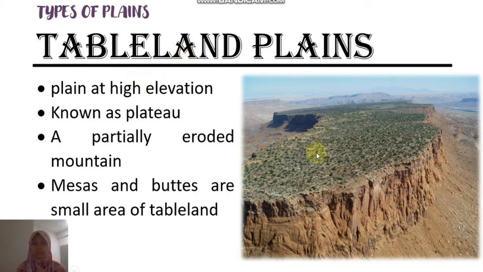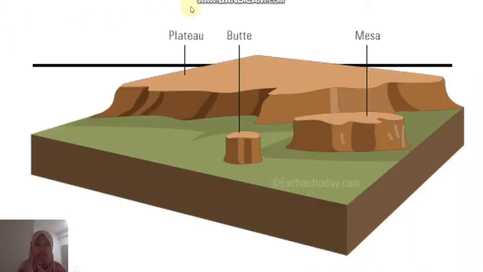The third type of plain is tableland plains. This is a plain at a high elevation, also known as a plateau. It looks like a mountain, but it has a flat peak. It's actually a partially eroded mountain. They also have other types of tableland, which are mesas and also buttes, which are smaller than the plateau. Three types of tableland plains: plateau, mesas, and also buttes.